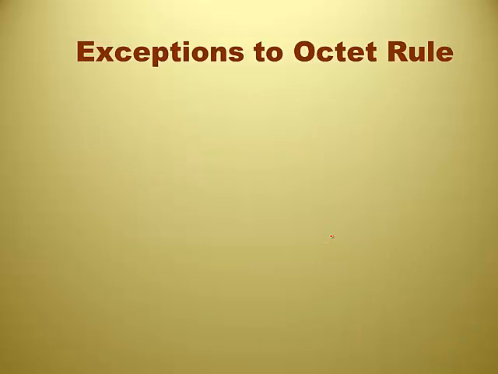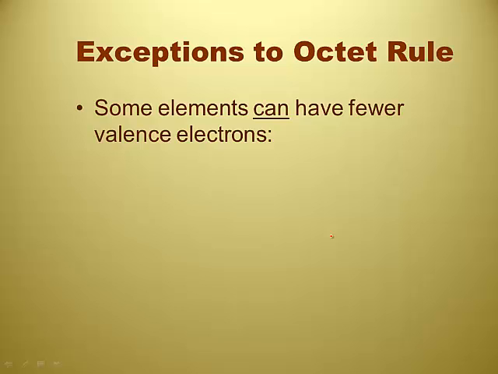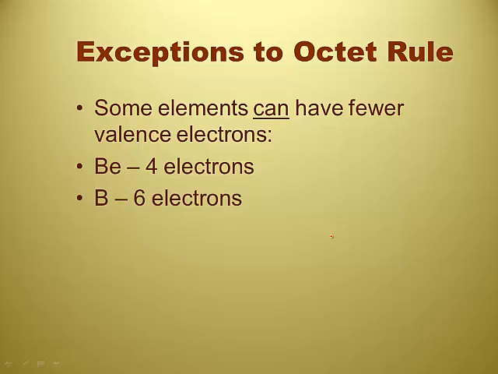All right, exceptions to the octet rule. There's always exceptions. Some elements can have fewer valence electrons. We mentioned this earlier. Beryllium likes to have 4, at least in the examples we give. Boron likes to have 6. They can go up to 8, but they can also have 4 and 6. Most of the time they'll have 4 or 6, at least for the examples we give.